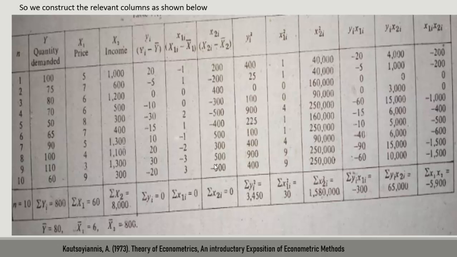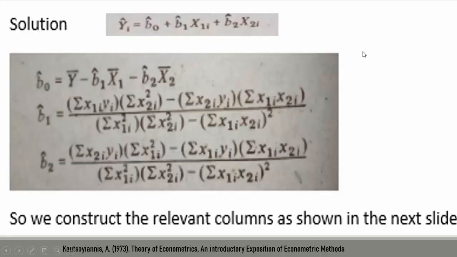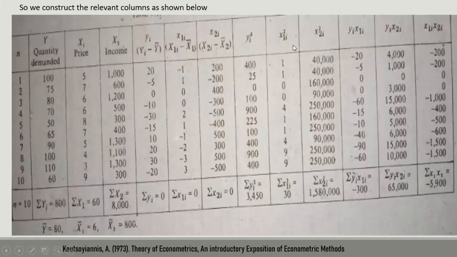Dear students, in these formulas we need x1 square, x2 square. So we construct the column for x1 square, which is actually the square of small x1. Minus 1 square, 1. 1 square, 1. 0 square, 0. 0 square, 0. 2 square, 4. 1 square, 1. Minus 1 square, 1. Minus 2 square, 4. Minus 3 square, 9. 3 square, 9. So it becomes the column for x1 square.